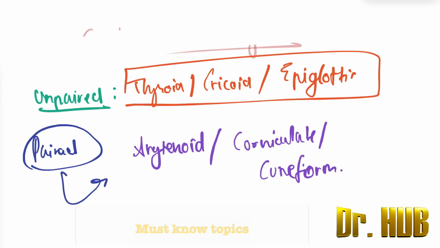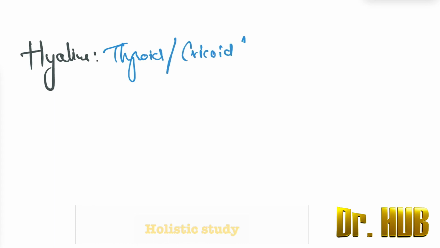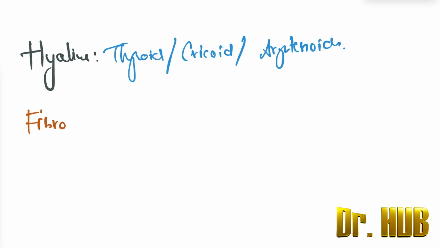Next we are moving on to the hyaline cartilages. So under hyaline, what do we have? Under hyaline, it includes the thyroid, then comes the cricoid and also the arytenoids.